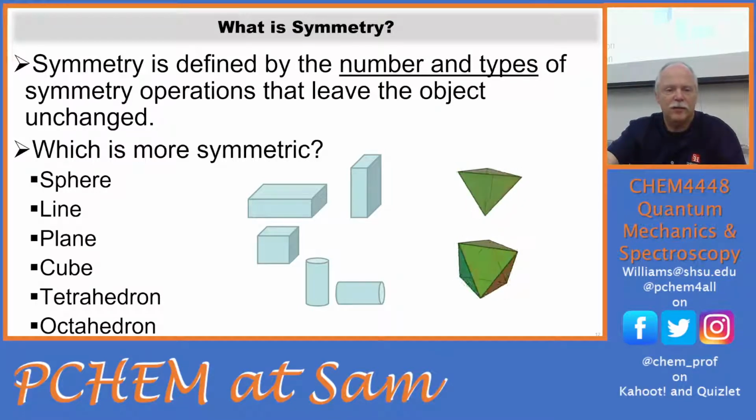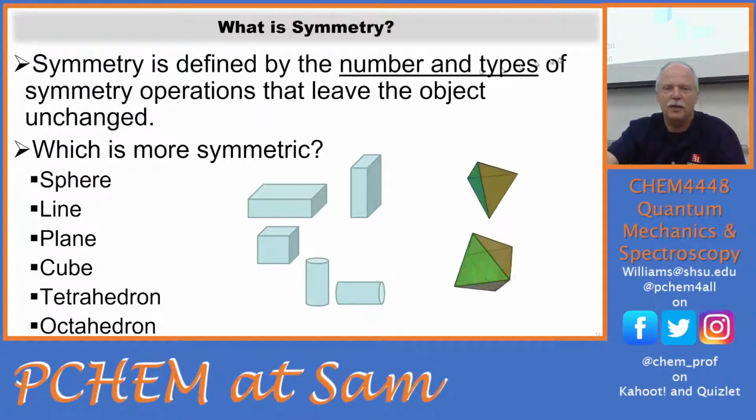So which is more symmetric? If this is the definition, we have a thing like an octahedron over here, which has 8 faces, 6 identical points. We have a tetrahedron here. We have some square prisms. Here's a cube. Here's a cylinder.